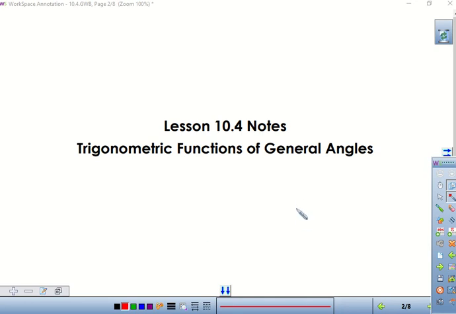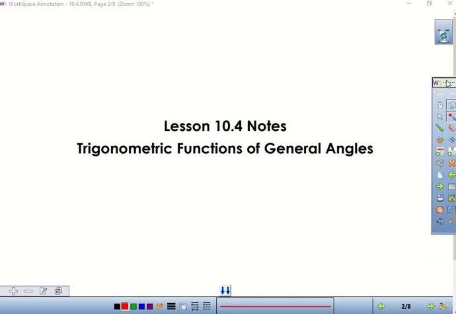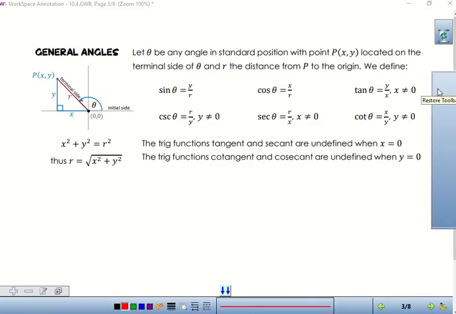So today we're going to be doing 10.4, which is going to be trigonometric functions of general angles. So what's a general angle? Let theta be any angle in standard position with point P of xy located on the terminal side of theta and r the distance from P to the origin.